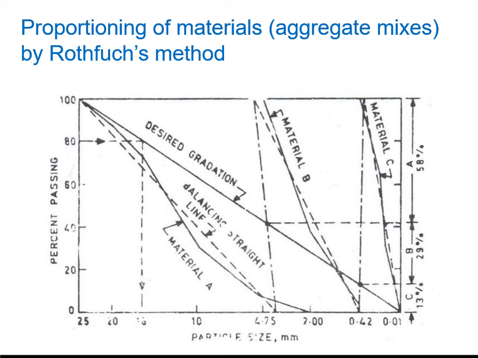It is not always necessary that the proportion of mix which gives the maximum dry density should also give the maximum stability, especially under soaked conditions. Hence, it is also possible to design the proportions based on the stability test also, right? So this is all about Rothfuch's method, and we can discuss the stability and index properties later.